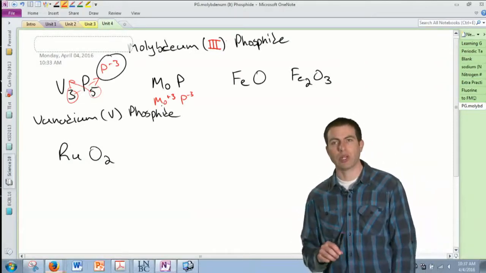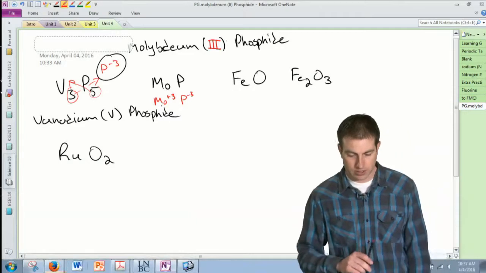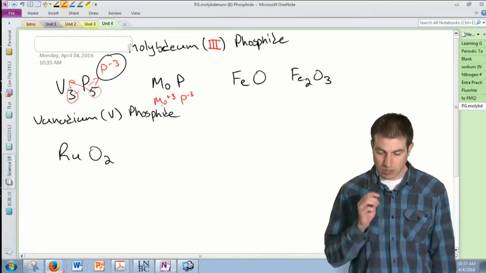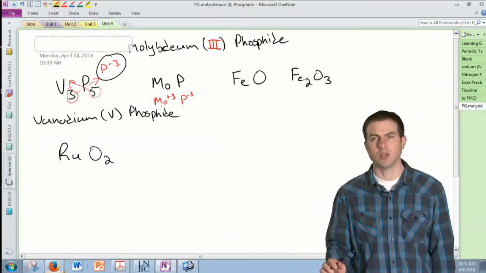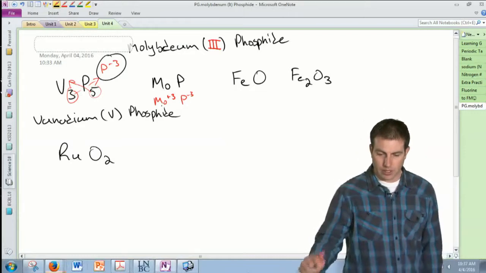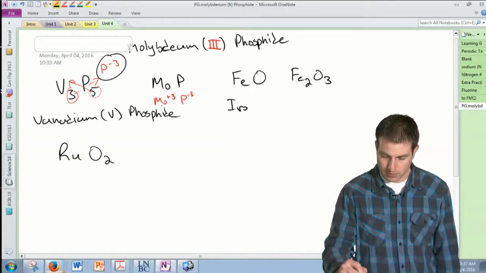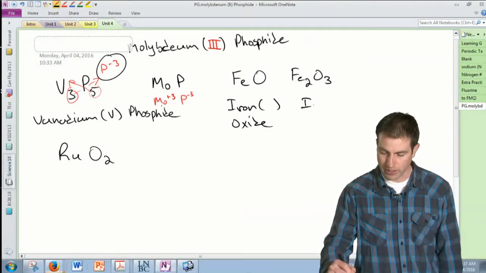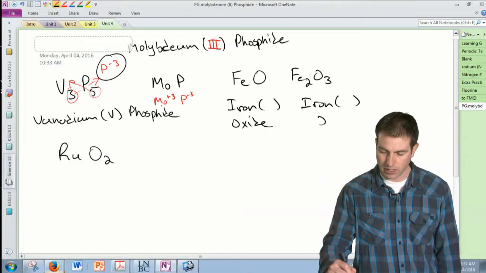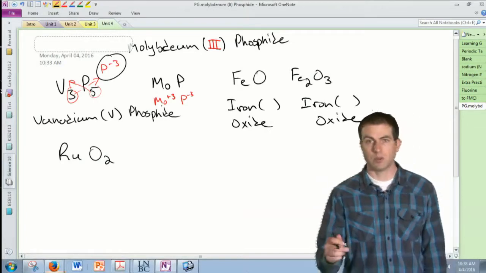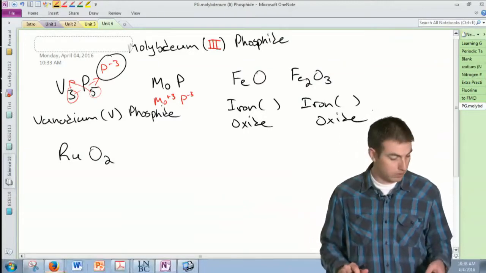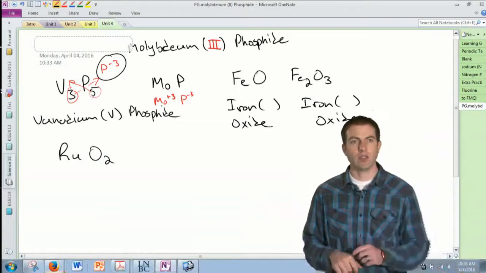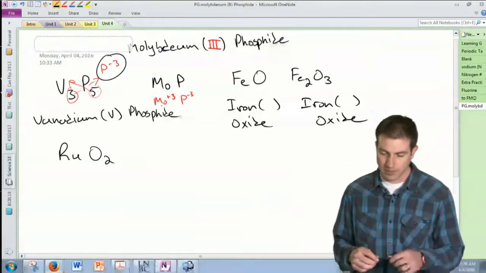FeO and Fe2O3. Iron oxide comes up a bunch. It's a popular one. Iron's a really popular metal, bonds with lots of things. We use lots in our everyday life. Iron is there. We have something and then oxide, and we have iron and oxide. What's the difference between those? We have a vote for iron 2 oxide for the first one. And then what about the second one?